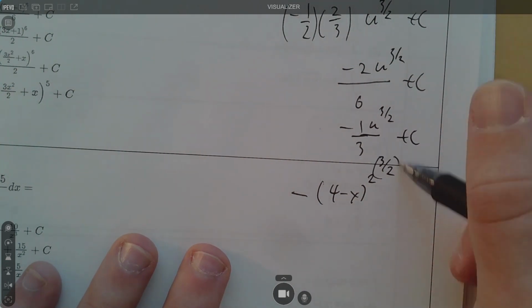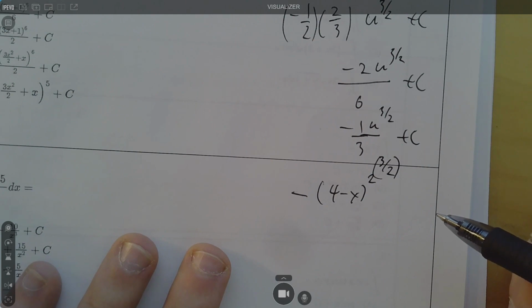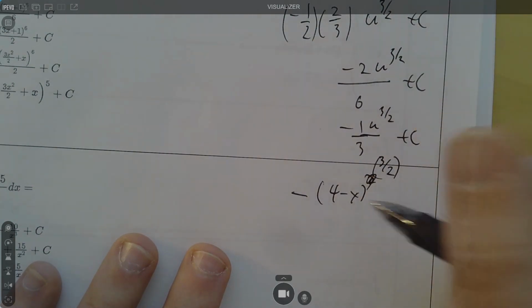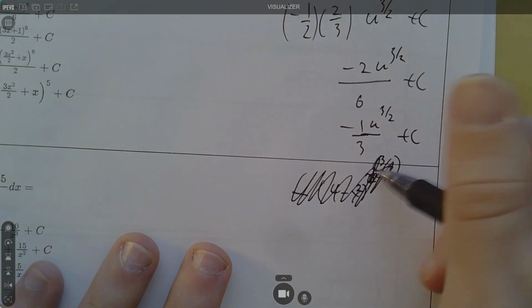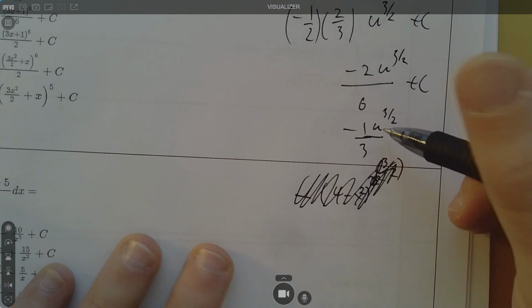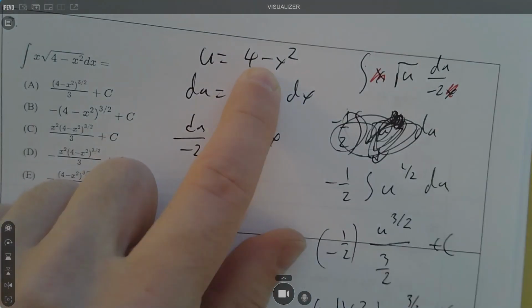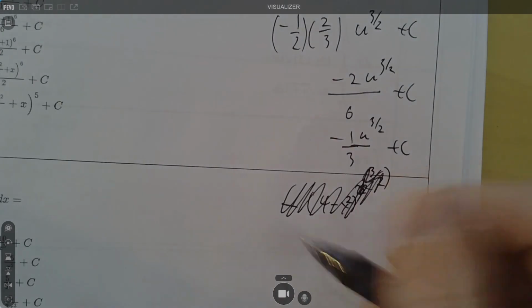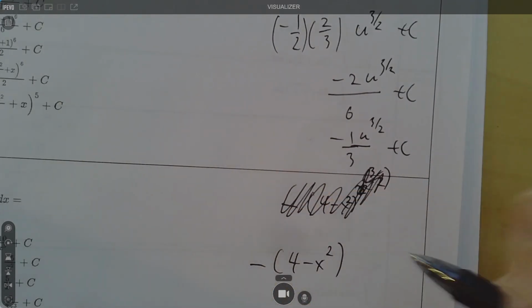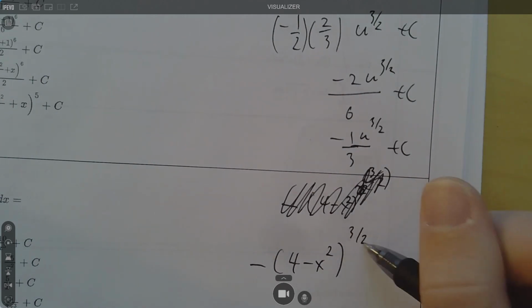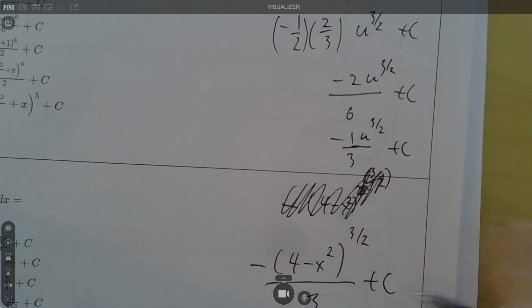Which I'll get to in a second. Sorry, this is a squared here. Again, I apologize. Let me rewrite this. I'm plugging in u right now. My u is 4 minus x squared. I am plugging that into this u right here. Sorry, guys. Negative (4 minus x squared) to the 3/2, over 3, plus c. That is the answer.